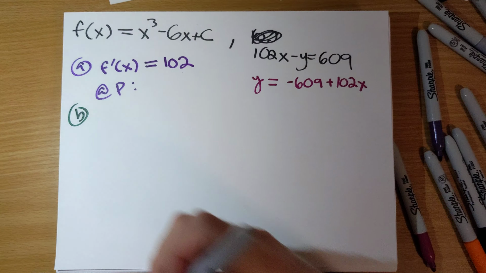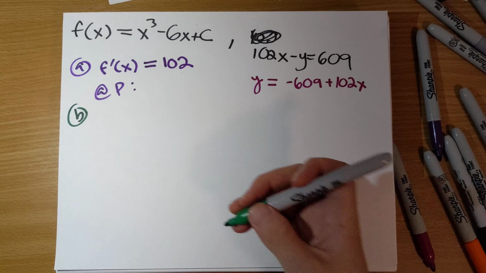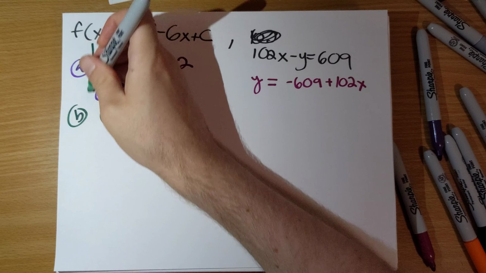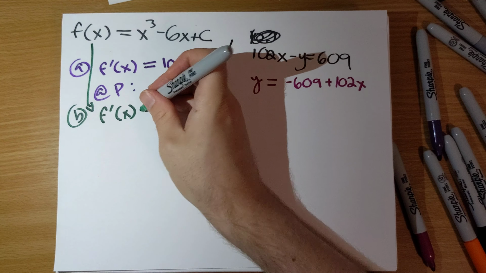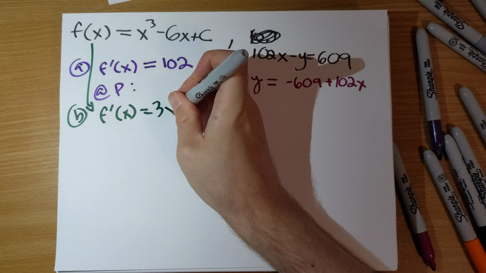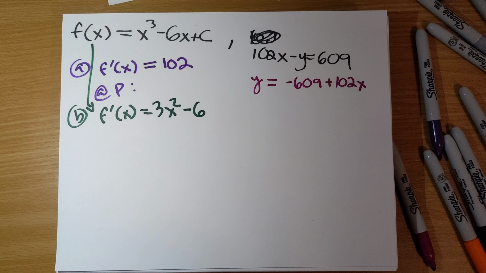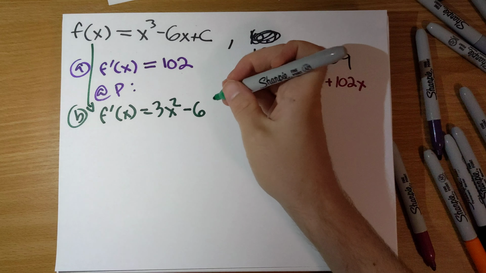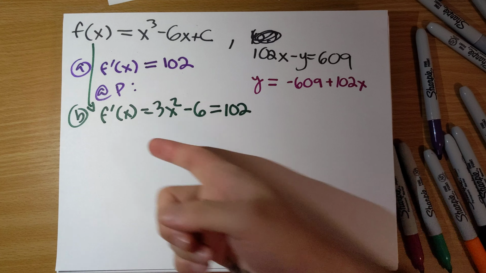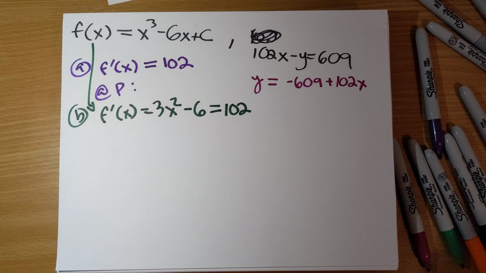So part B here is saying what's the x coordinate, and then part C will be what's the y coordinate here. Well, working from this equation right here, f prime of x, what's the derivative here? 3x squared minus 6. The derivative of c is 0. And we want this to equal 102. Now solve this equation for x.